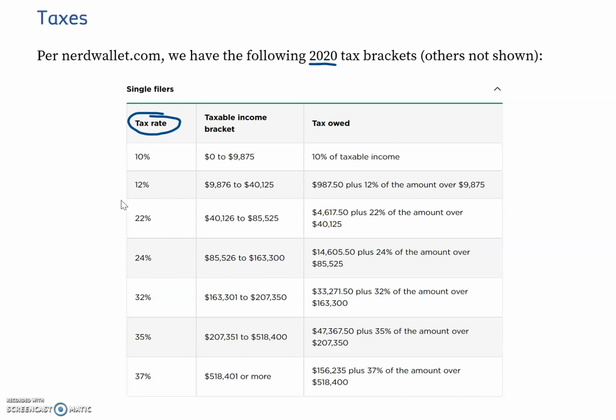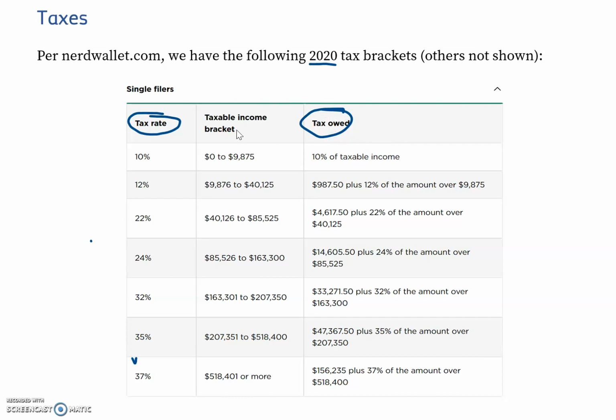Okay, but it's important to note these are just nominal brackets. You don't actually pay these percentages unless you were in the very lowest one, in which case you do pay exactly 10%. But everybody else beyond that doesn't pay the percent that it says, and we're going to address that. So that's the part over here. What's your actual tax owed?